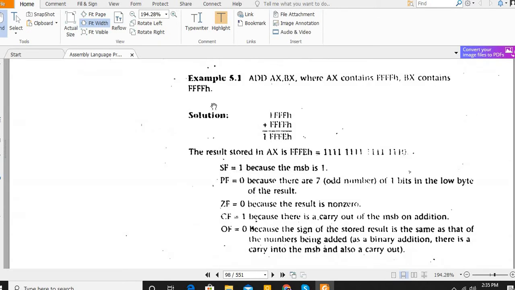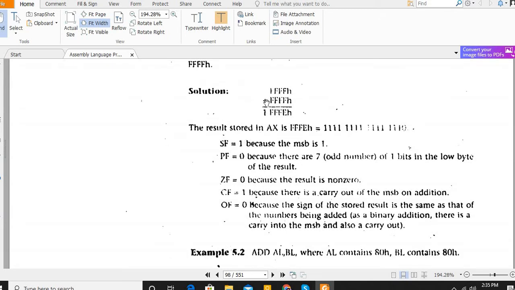Now I am taking you to an example. Here you see AX and BX, two registers which contain the same value. After adding, the result will be like this. Here the sign flag is 1. Why is the sign flag 1? Because the most significant bit in your result is 1. Here you see FFFE, so the F, the first MSB bit, is 1, right? So SF equals 1, because the MSB is 1.